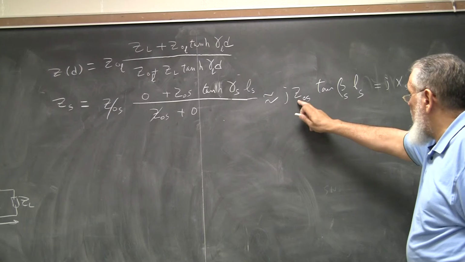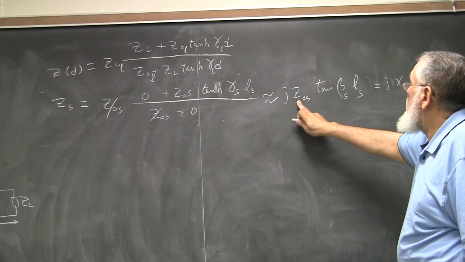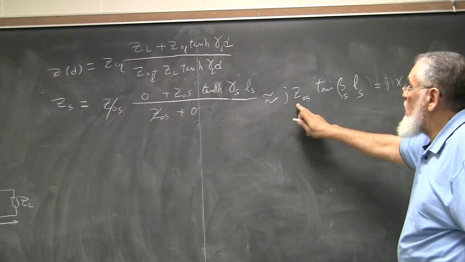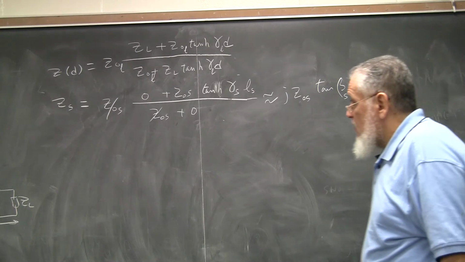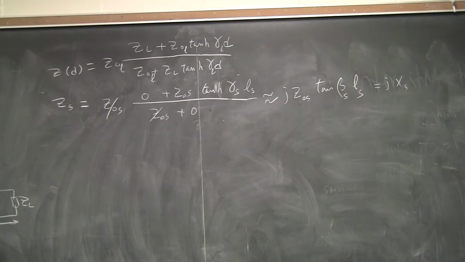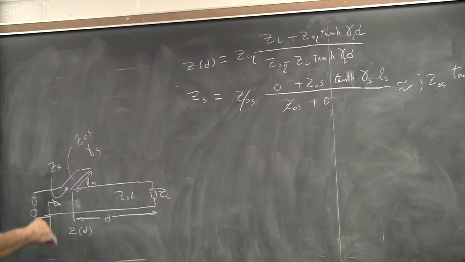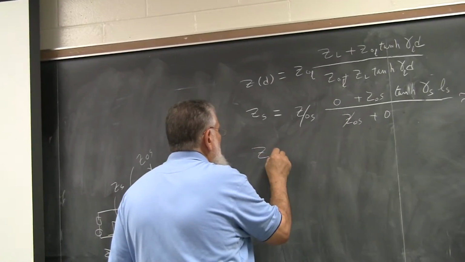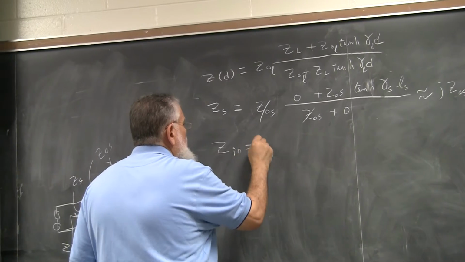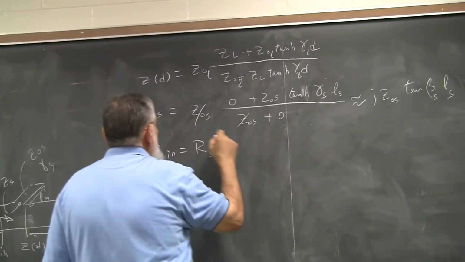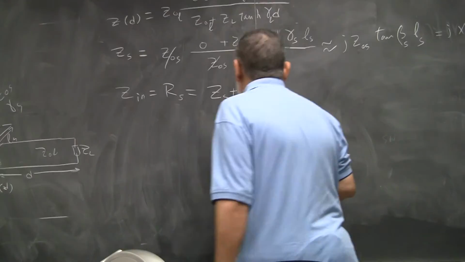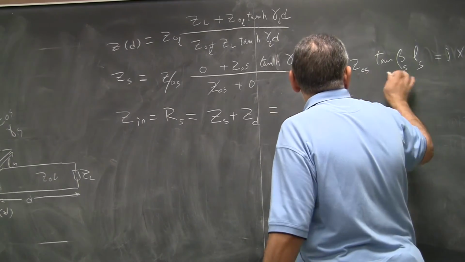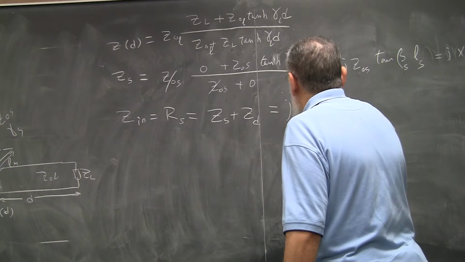Because that's actually a resistive value. Z naught of the stub is R naught of the stub because it's lossless, or low loss anyway. The impedance here, Z input, is the sum of these two. So Z input, which would like to be R of the source, is equal to the sum Zs plus Zd. Zs is right there, jXs plus Zd.